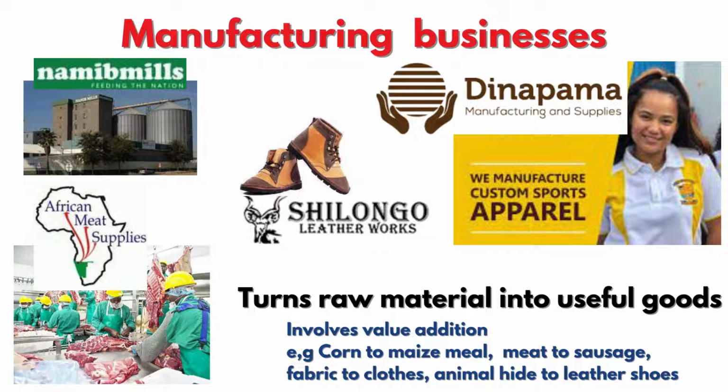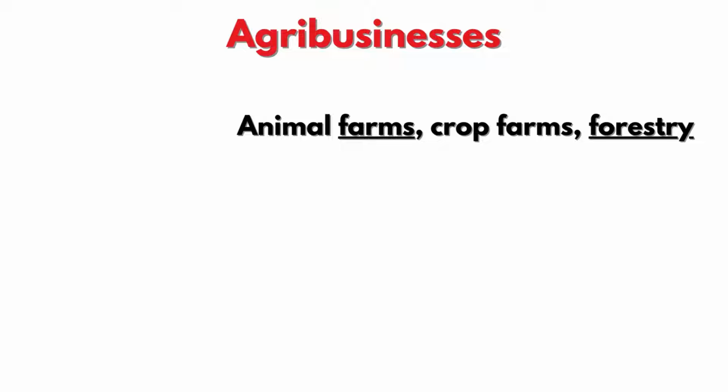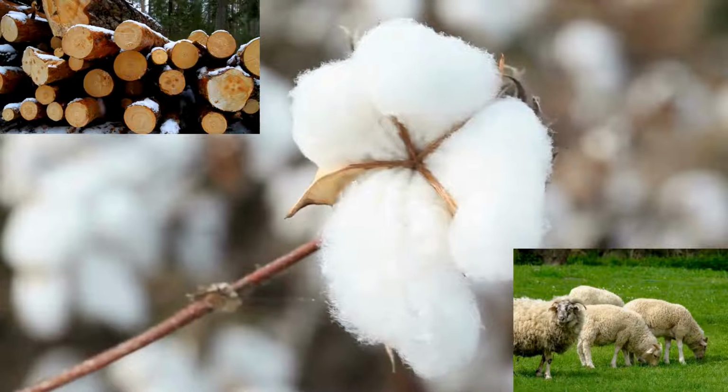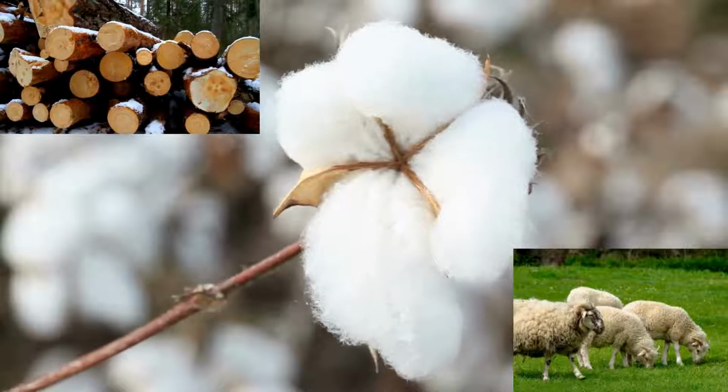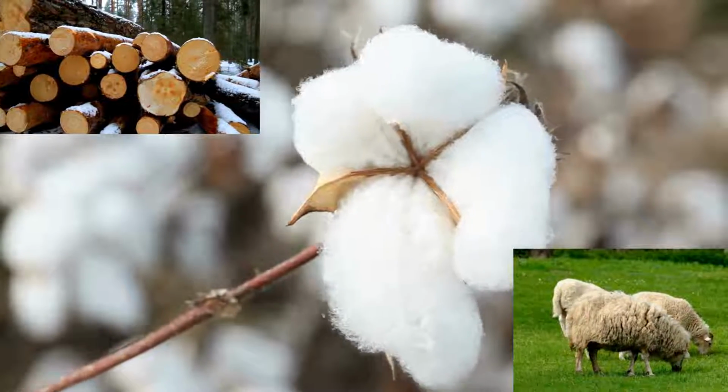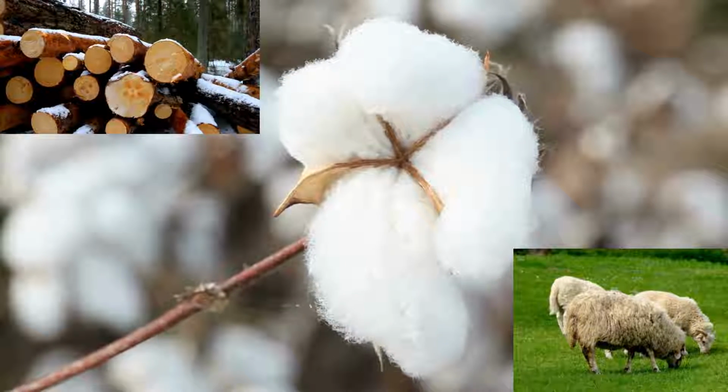Another type of enterprise is agribusinesses, which includes enterprises that farm with animals and crops, fruits and vegetables, medicinal herbs, outdoor and indoor plants, fish farming, and game ranches. For example, Yellow Farming, Chamadai Farm, and Freshly Farm with animals such as goats, fruits, and vegetables. And Namib Poultry, which raises chicken to process into real good chicken, which is famously known as Bray Pack in Namibia. The agri-sector also includes businesses that grow trees for timber or wood, and businesses that raise animals and plants to get fiber for making different types of fabrics such as wool from sheep, silk from silkworms, and cotton from cotton plants.